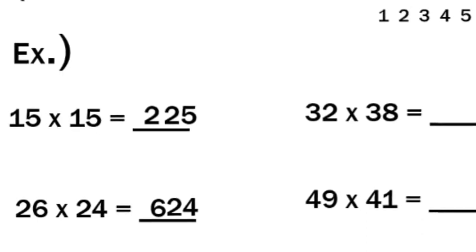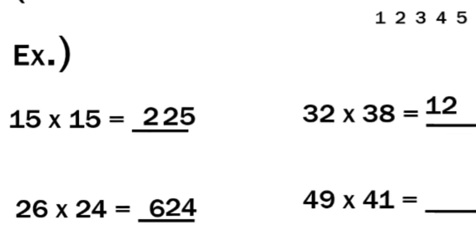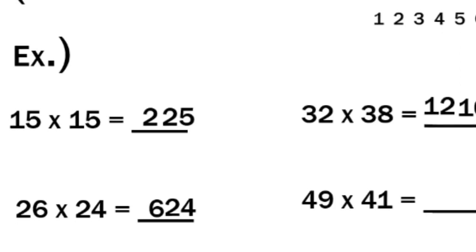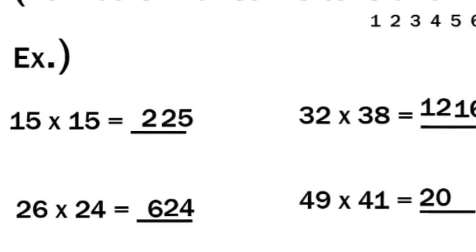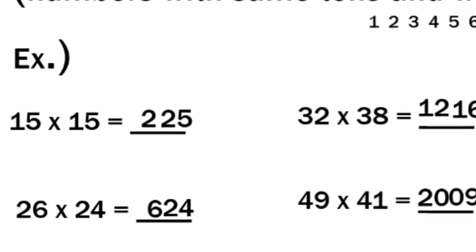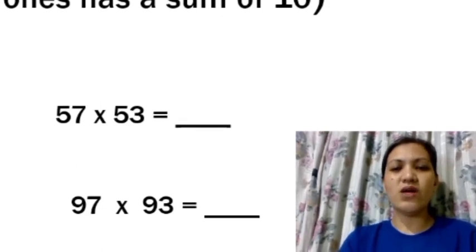So, ang bilis natin mag-multiply. Okay, the number next to 3 is 4. 3 times 4 is 12. And then 2 times 8 is 16. Next, 4. The number next to 4 is 5. So, 4 times 5 is 20. And then, 9 times 1 is 09. Okay? Next.